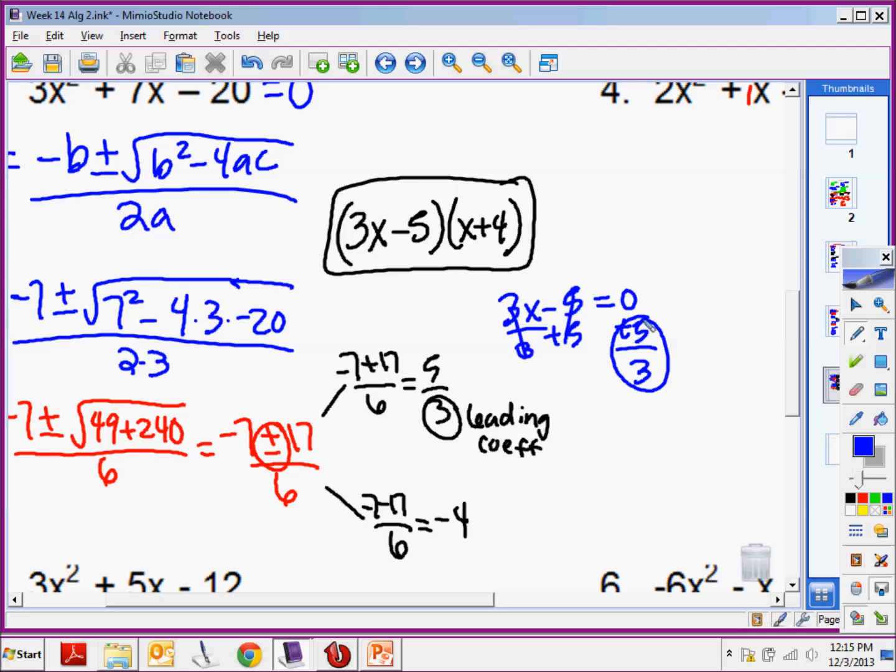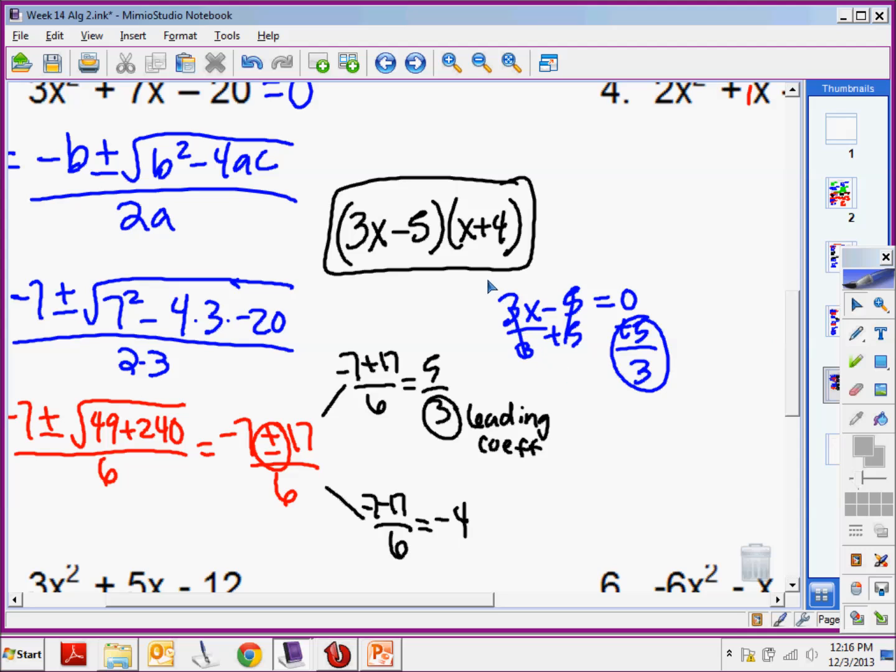So your denominator is your leading coefficient, and therefore you do the opposite of what you do. If this is positive, then it had to have originally been negative, because factoring, remember, is undistributing. Distributing and factoring are opposites of one another. Distributing, I am multiplying within. Factoring, I am dividing out. So I'm doing the opposite of what I would initially do.